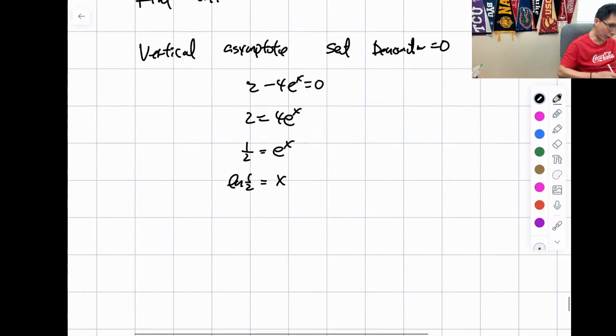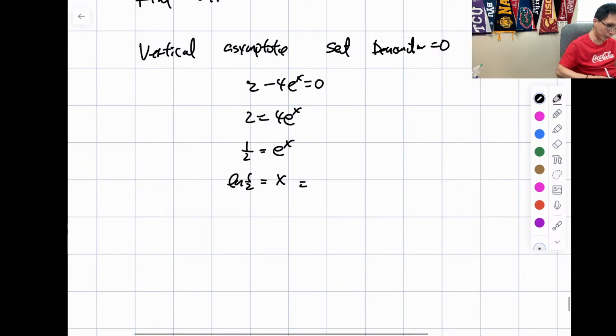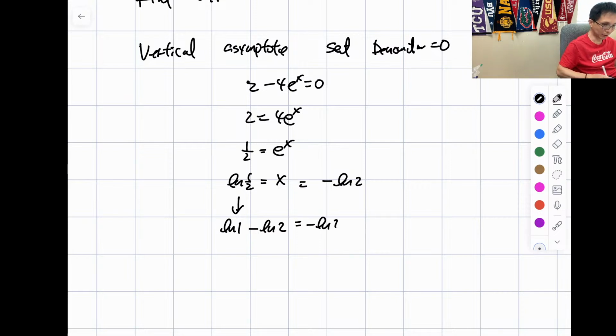Now also you have to understand that this can be written as negative natural log of 2. They're the same answer, just so you know. The reason is that natural log of 1 minus natural log of 2, using the property, becomes negative natural log of 2 because natural log of 1 is 0. Or 2 to the -1 power is also natural log of 1/2. So just so you know, this can be written this way or this way.